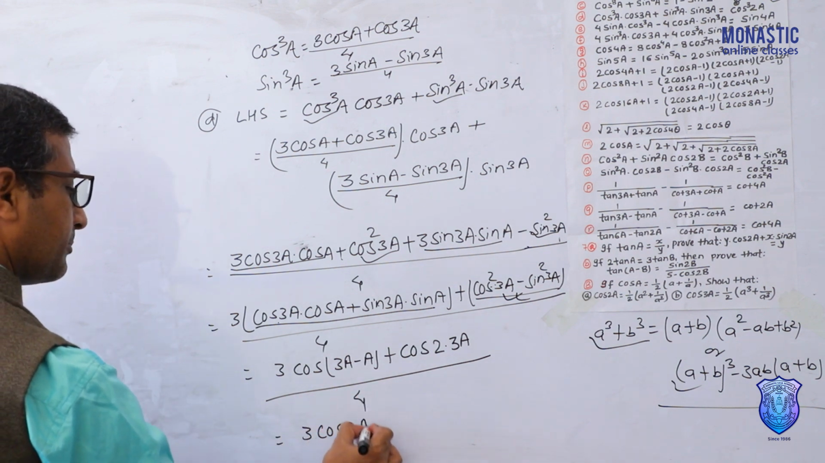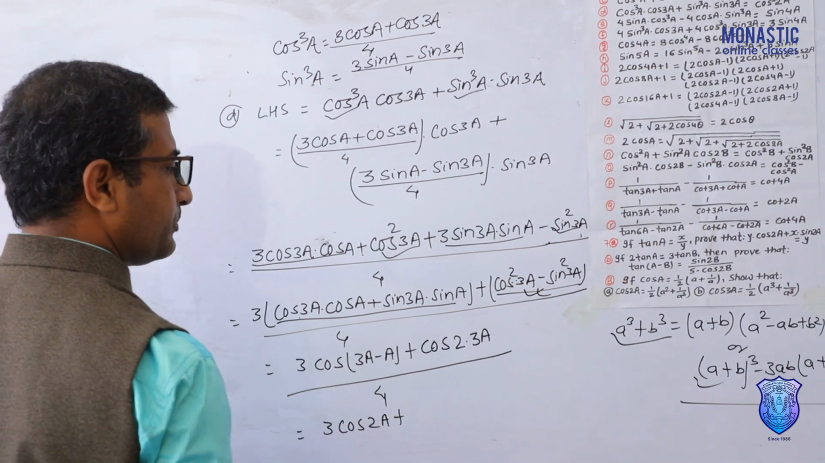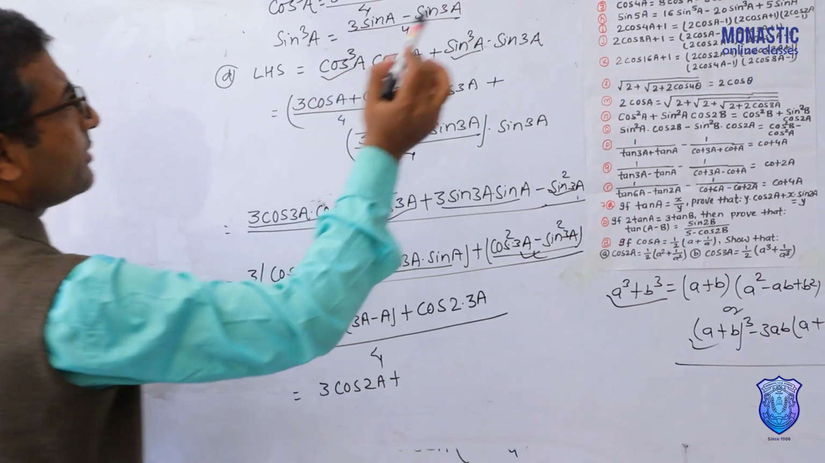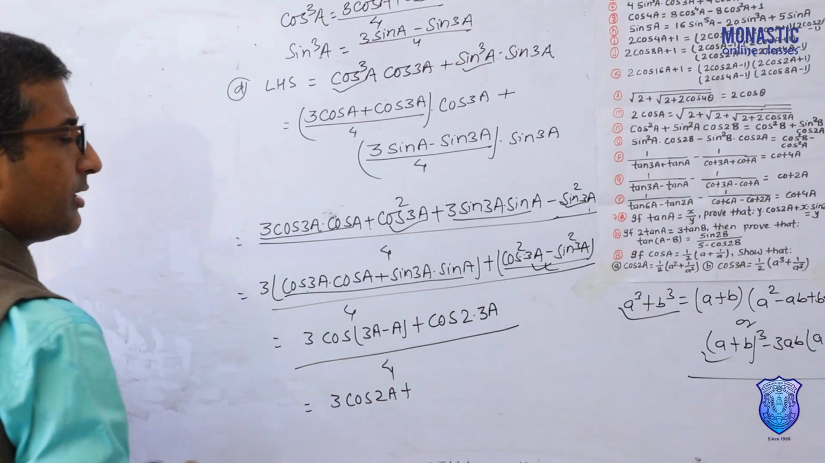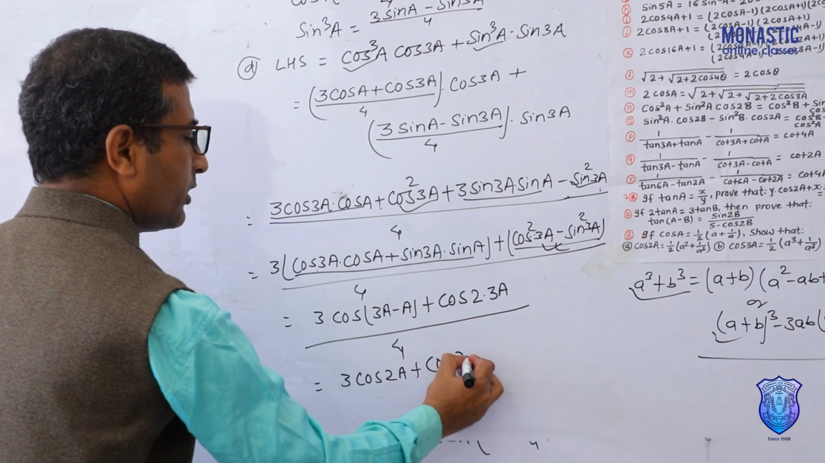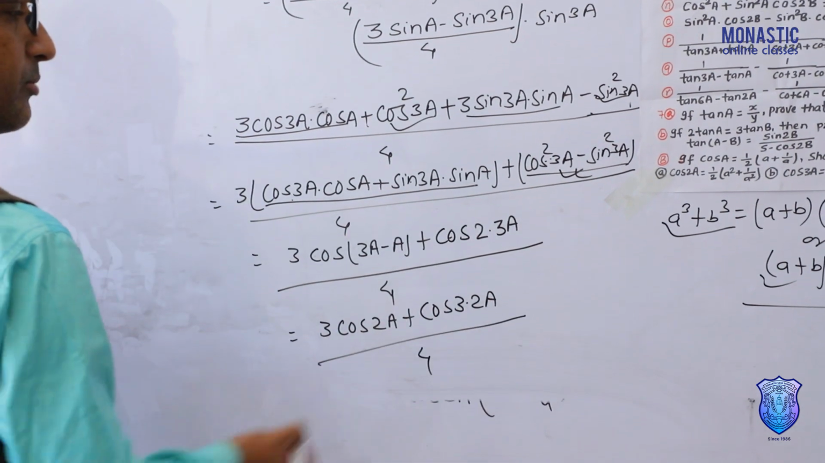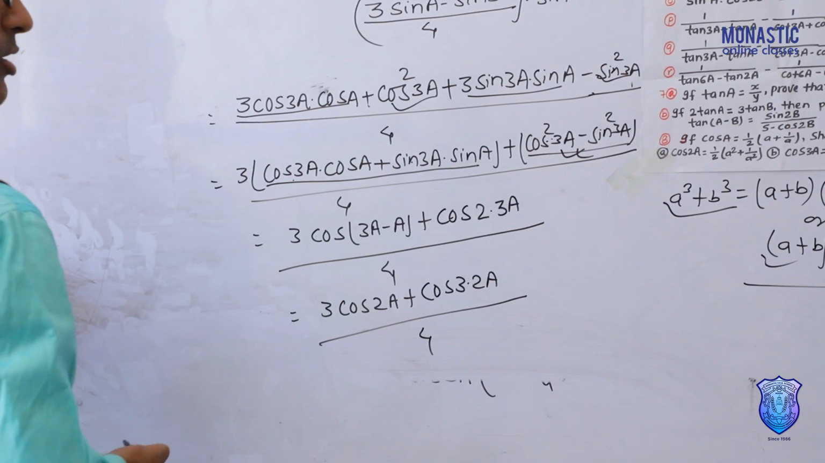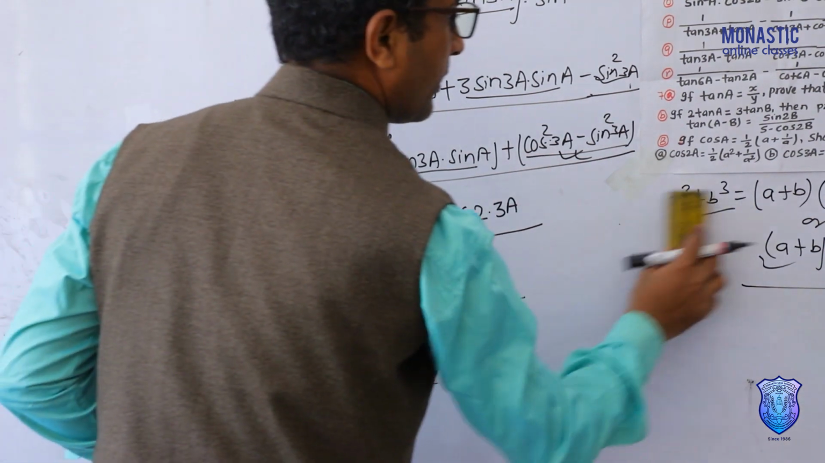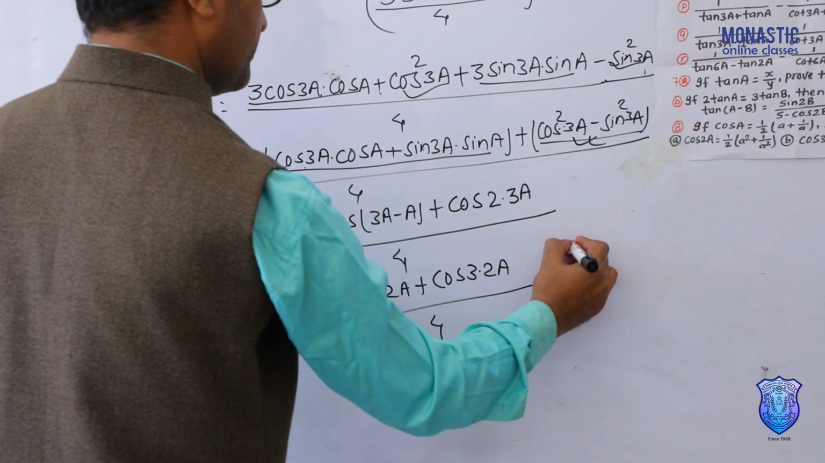Do the simplification. Here cos 2a cubed, just 6 came. We want the result in 2a, but here it is 3, so we can write 6 as 3 into 2. If we multiply these two, 6 came. Here if you multiply, again 6 came. Now we can write the formula of cos 3a there.